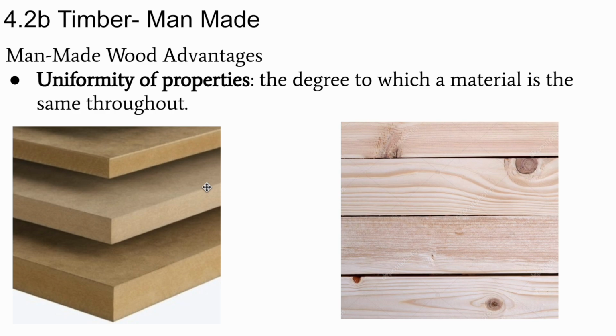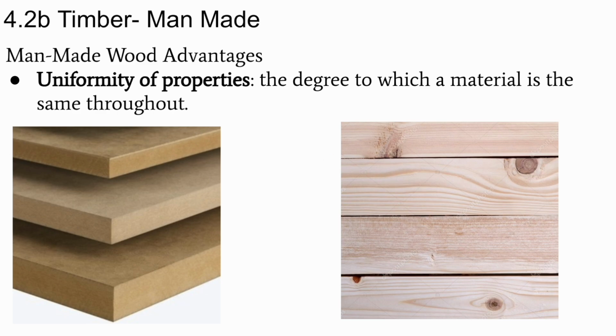Also, man-made timbers have uniform properties. So this is the degree to which the material is the same throughout. So this is MDF, and you can see that it's the same all the way through. There's no difference between one part of the MDF and another part of the MDF. Where with natural timbers, you're going to get things like knots and different grains. And sometimes the grains are harder in some places and not as hard in other places. And so that's going to affect the properties.